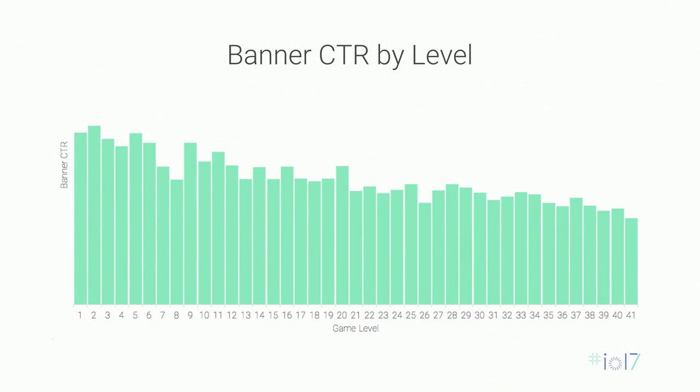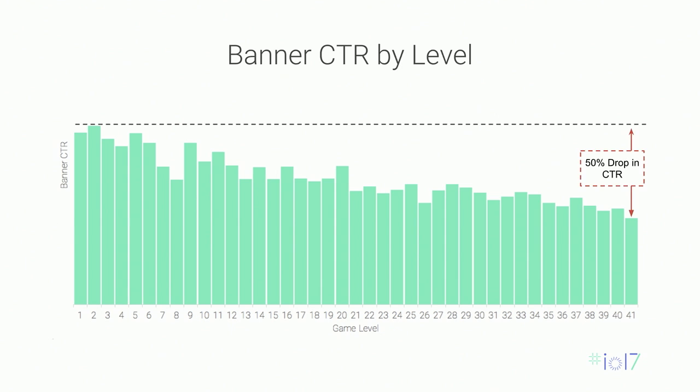Here, we can see that the click-through rate steadily declines over the 41 levels. And when you look at the data, you can actually see that between levels 1 and 41, there's a 50% drop in click-through rate. That means that the banner units you're using at level 41 are only half as effective as the banner units that you're using at level 1. This data does a great job of helping us visualize and quantify banner blindness.